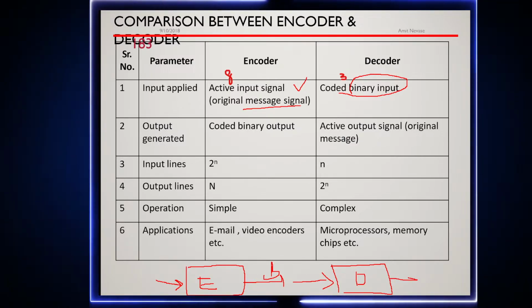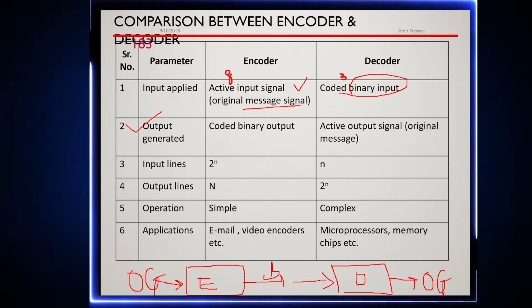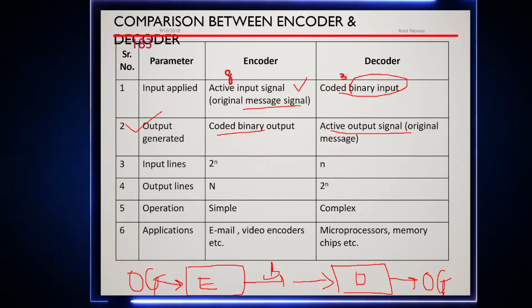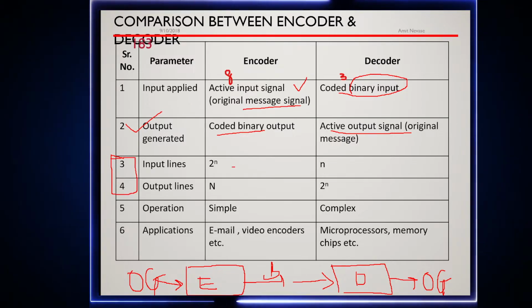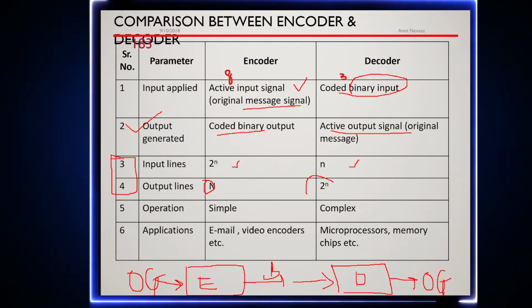And over here again we will have our original message. This is our original message over here, and this is the original message over here. So what is the output generated? For an encoder it is coded binary, and for a decoder it is the active output signal or the original message. This is something you need to remember, these 2 points: input lines and output lines formula. 2 raised to n input lines, n input lines for decoder. In case of output lines of an encoder it is capital N and it is 2 raised to n.